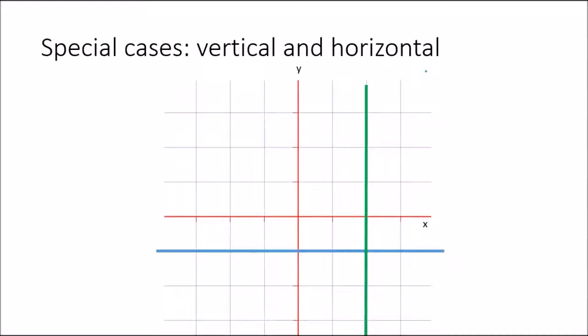And remember also for linear rules that there are the special cases of vertical or horizontal lines. Now if you've got a vertical line, it's always going to be in the form of x equals something, whatever the x value is that the line is going through, so this might be x equals 2. Horizontal lines are always in the form y equals something. So you just need to look at where the line is cutting the y-axis, and that is your value.